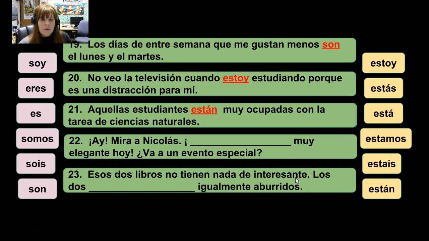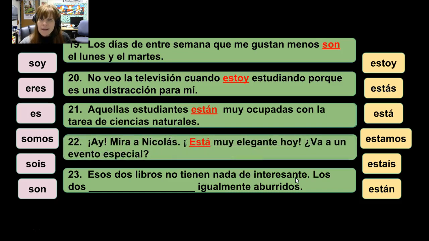Número 22. Ay, mira, Nicolás está muy elegante hoy. ¿Va a un evento especial? Look at Nicholas. He's very elegant today. Is he going to a special event? So this is where the meaning of the word can change. So apparently Nicholas doesn't look elegant every day, just today. So está muy elegante hoy, right? So just today. So that's why you'd use estar.